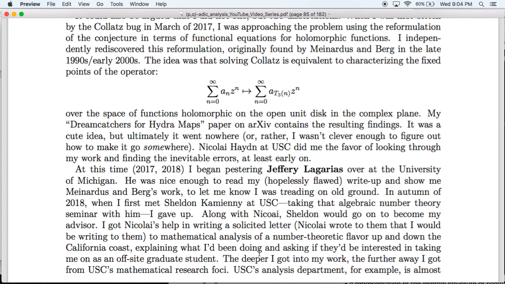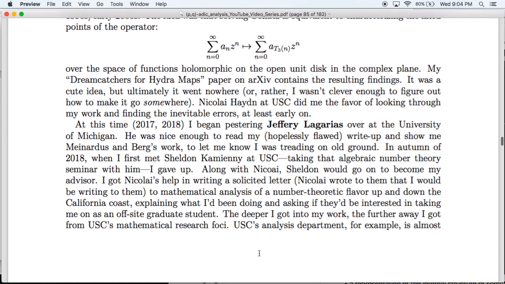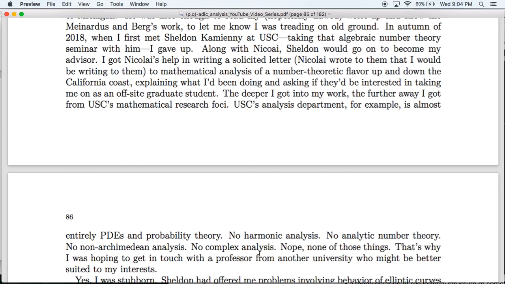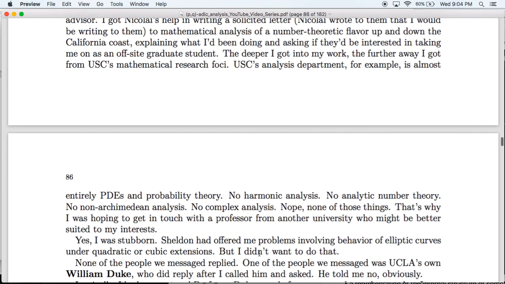The deeper I got into my work, the further away I got from USC's mathematical research foci. USC's analysis department, for example, is almost entirely PDEs and probability theory. So no harmonic analysis, no analytic number theory, no non-Archimedean analysis, no complex analysis, nope, none of those things. That's why I was hoping to get in touch with a professor from another university who might be better suited to my interests. Yes, I was stubborn.